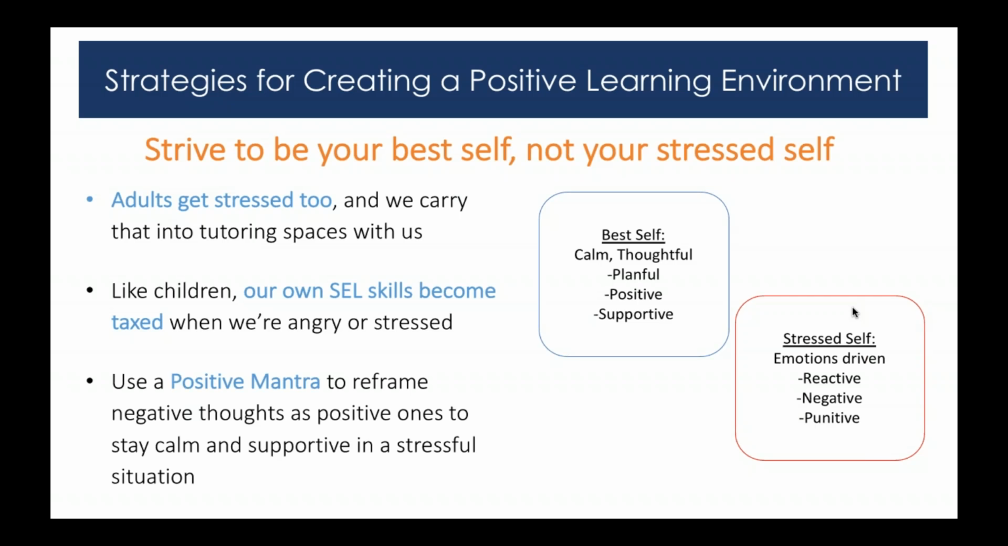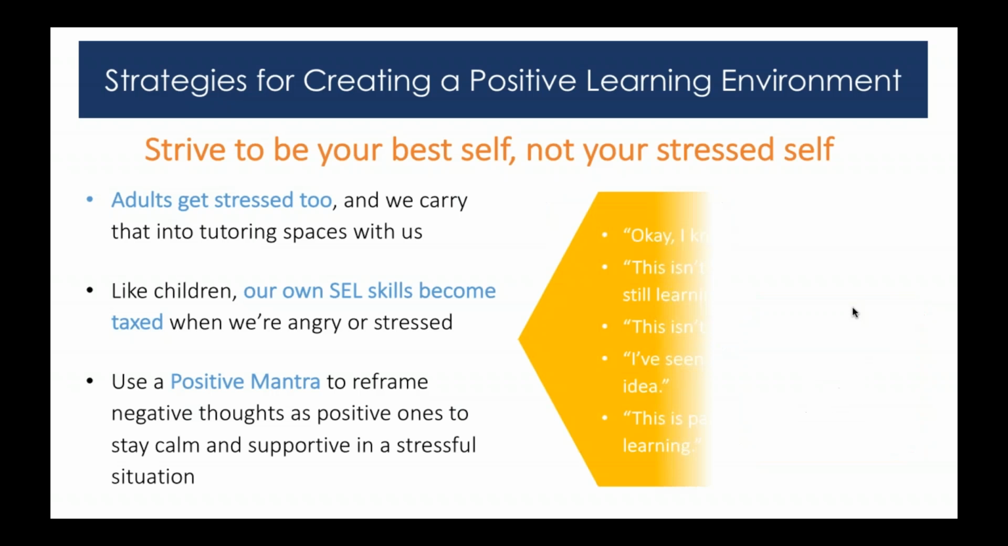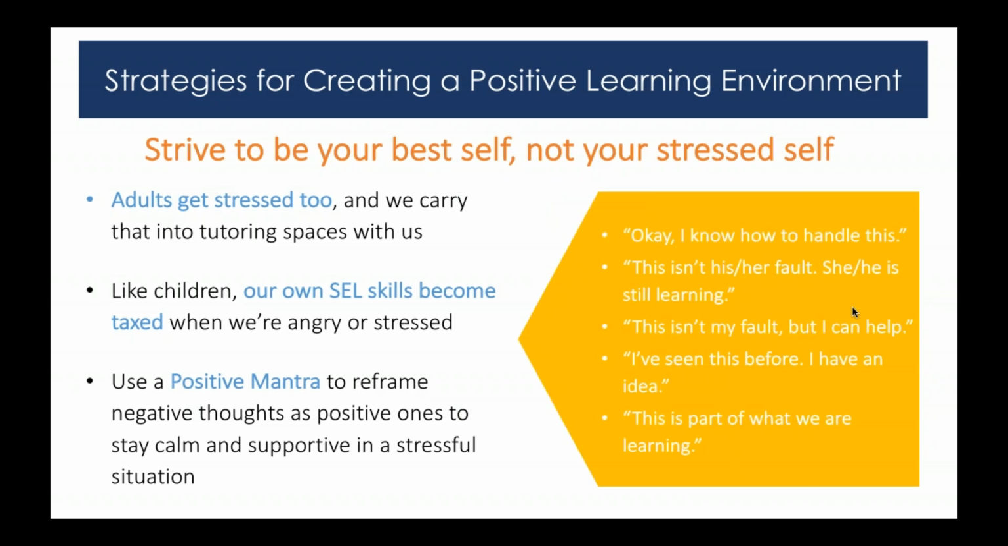But one strategy that we like to share with adults, and this works well for older kids as well, is to use a positive mantra to stay calm and supportive in stressful situations. Positive mantras are basically just something that you repeat over and over to yourself in your head in order to help replace negative thoughts with more positive ones, to calm you down and keep you in the moment. Examples include things like, this isn't her fault, she's still learning, or this isn't my fault, but I can help.